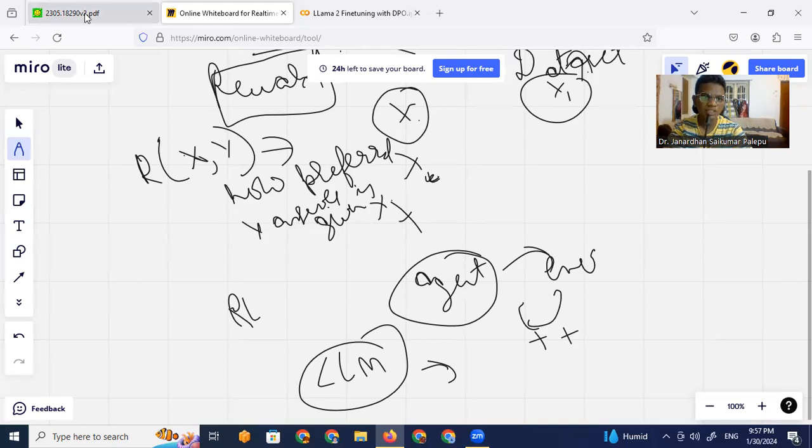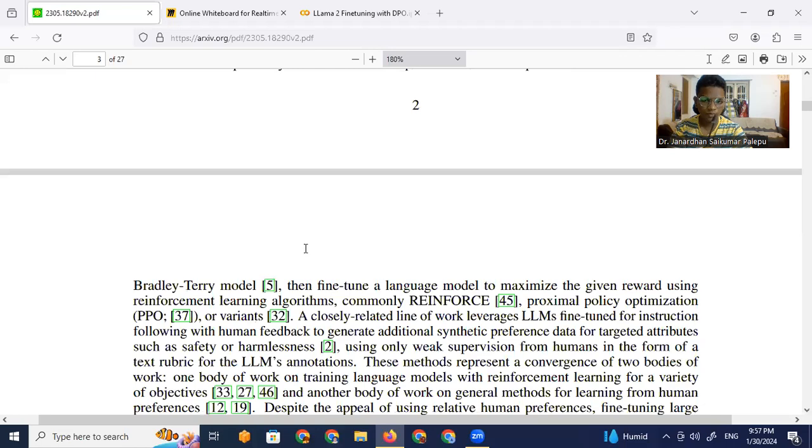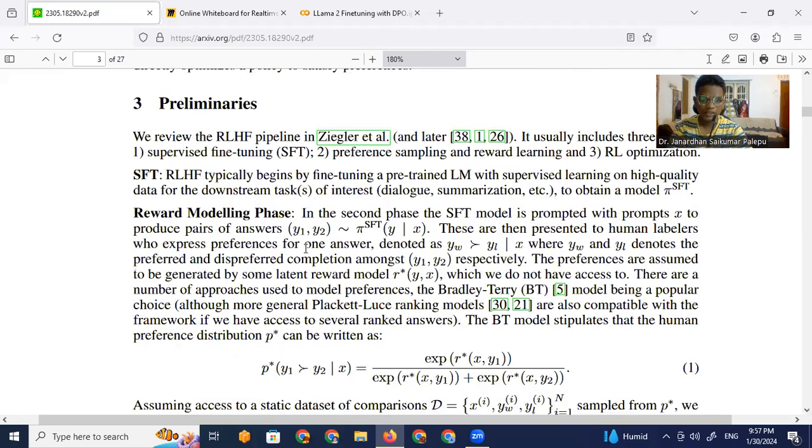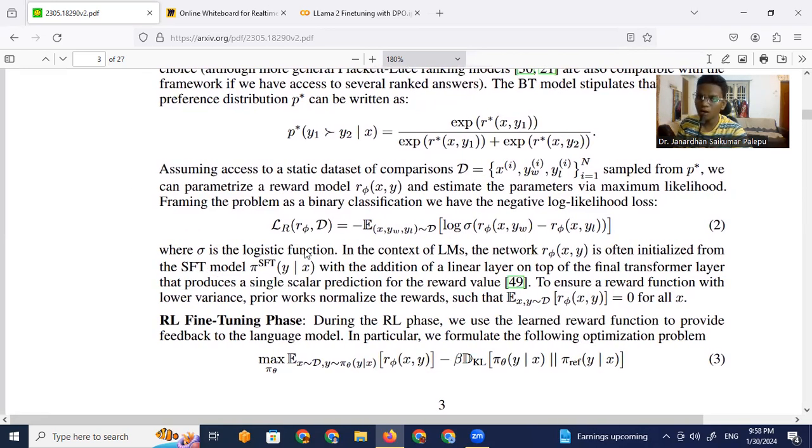We could look at this in the paper also. I think they also shared it in the paper. Here, this is the reward modeling phase, and this is the loss function for the reward model while training it. The reward model is trained on a data set in order to predict how relevant or how preferred a given answer is, given a question. So this is the reward loss function.